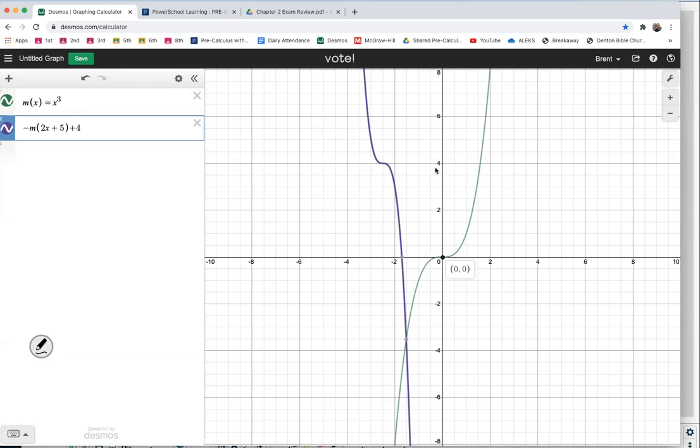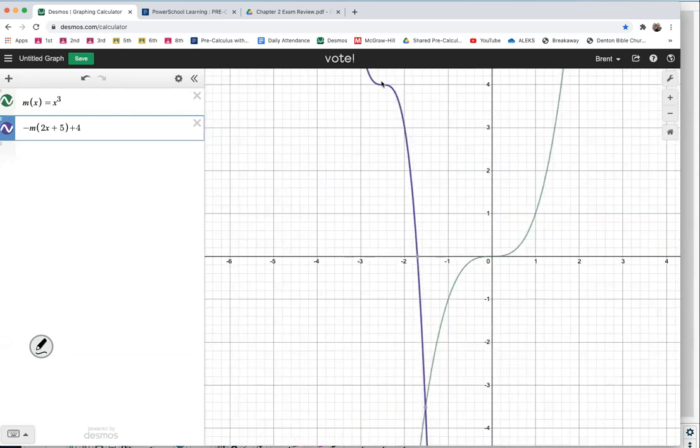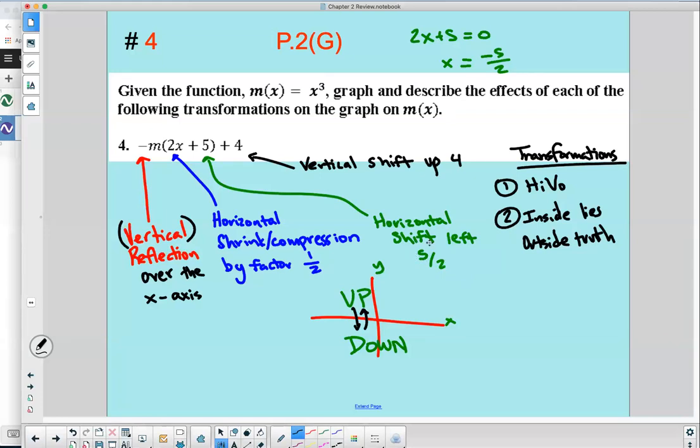We can see it moved up 4 units. I can also see that it moved left, if I zoom in here, 2.5 units. There's the center right there, somewhere in there. So it moved left about 2.5. Or I can just touch it right there. You see how it went left 2.5 and up 4? That's what we said here. Left, that's 2.5. 5 divided by 2 is 2.5. It went left 2.5, it went up 4.